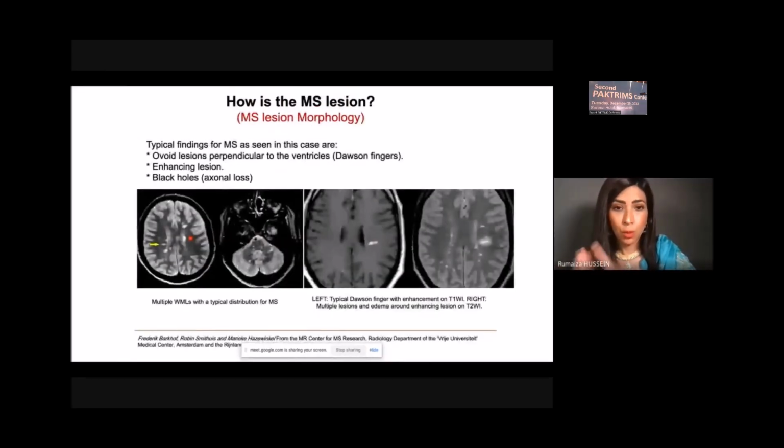That was the topography. Now, how about the morphology of those lesions? Ovoid lesions perpendicular to the ventricle, forming the Dawson fingers, enhancing lesions, black holes representing axonal loss, all of that are typical for the MS lesion.